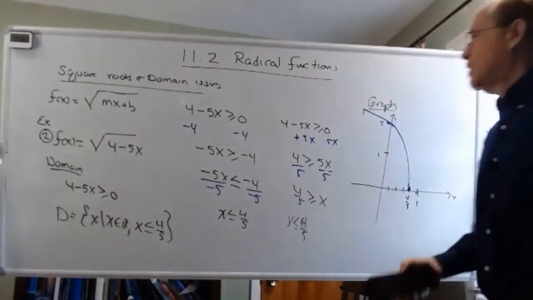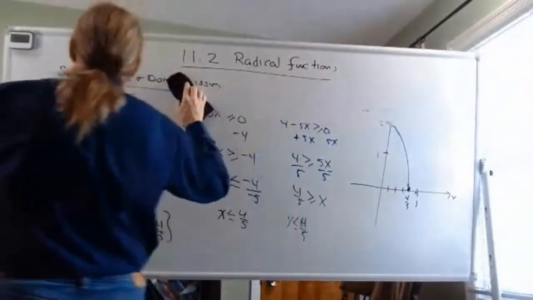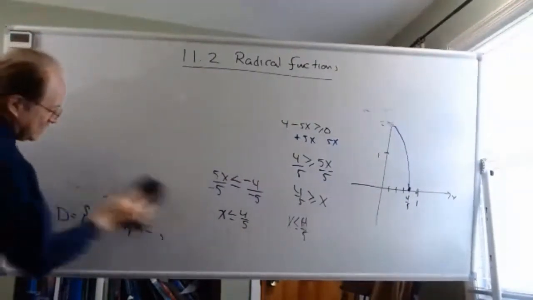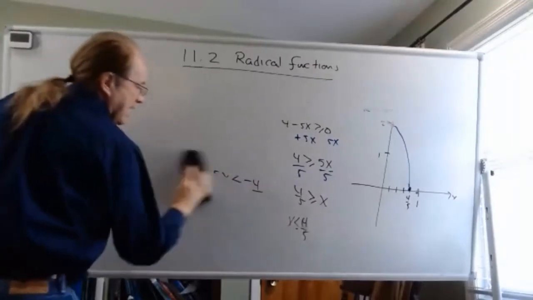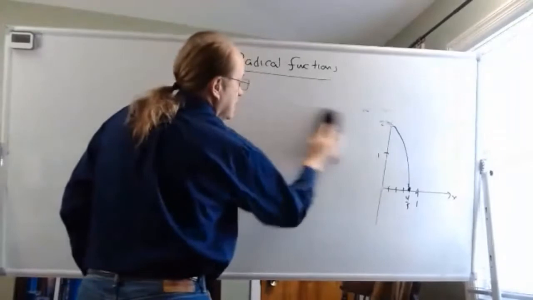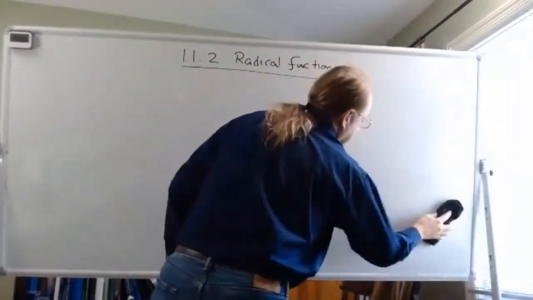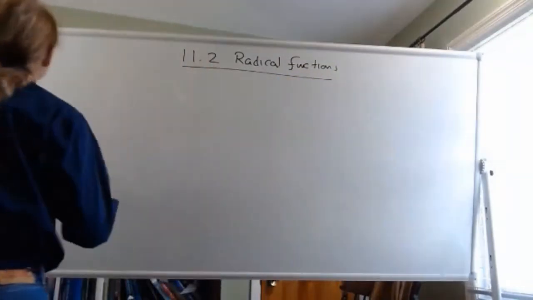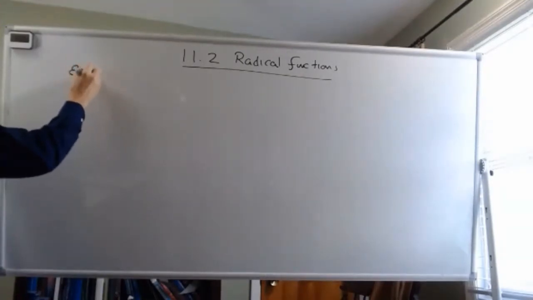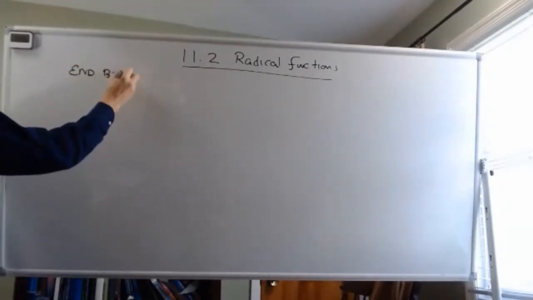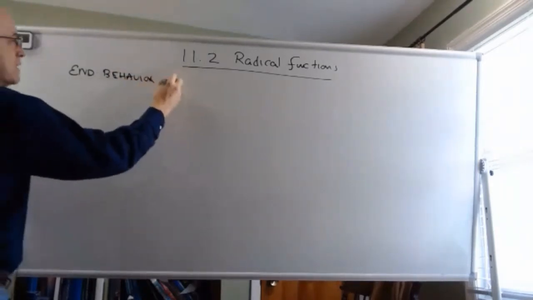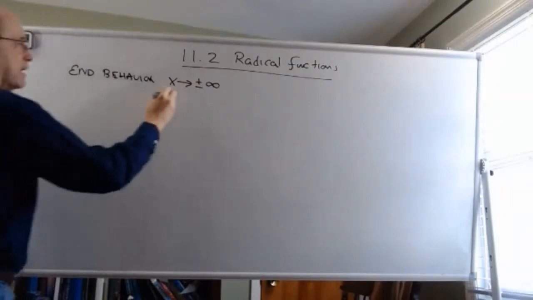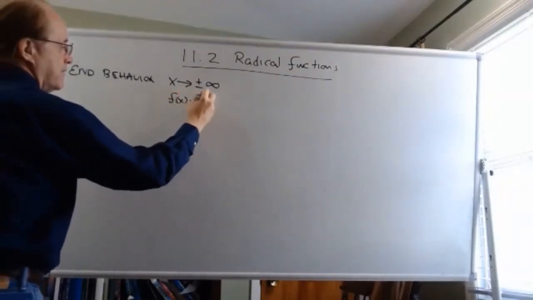Okay, let's now address the other question that we addressed with polynomials yesterday, and that's the end behavior of these functions. What is the end behavior? Meaning, as x gets very, very large in the plus or minus direction. So let's take a look at the two types separately, the square roots and the cube roots. End behavior is when x is approaching either plus or minus infinity. What happens to f of x? What does f of x approach?